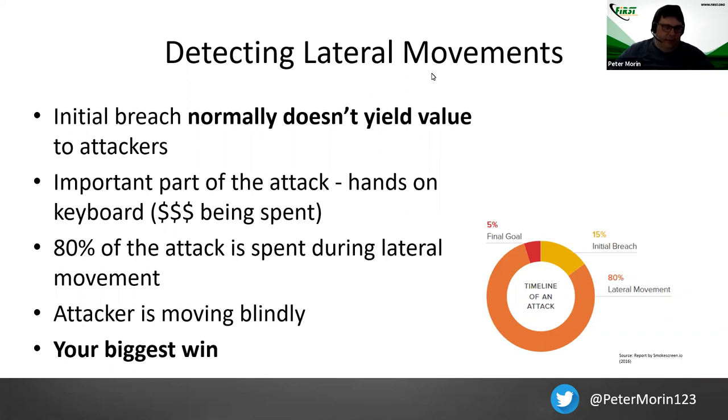The initial breach normally doesn't yield value to an attacker. If we look at the typical attack pattern and at things like phishing, it's a lot of economy of scale, right? The attacker's not necessarily focused on that breach. They're basically going at scale. The important part of the attack for the attacker is that hands on keyboard, and that's where a good percentage of their funds are spent. It's when they actually have an attacker on a keyboard making their way through your network. So 80% of the attack is typically spent during lateral movement.